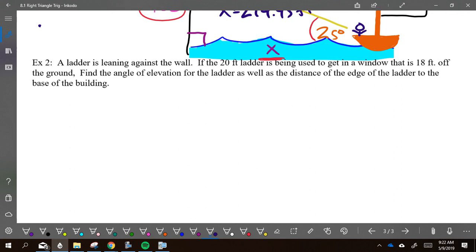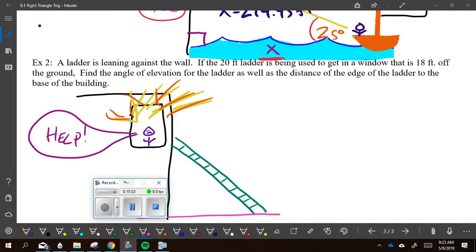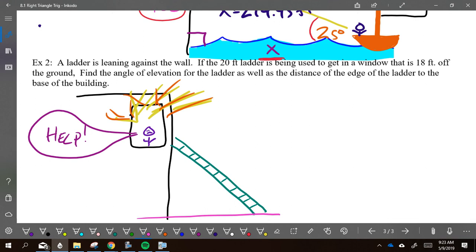There are two parts to that one. Grant, what's something you labeled here? I labeled the base of the triangle X. Base of the triangle X. Cool, because eventually I want to know the distance, the edge of the ladder to the base of the building.